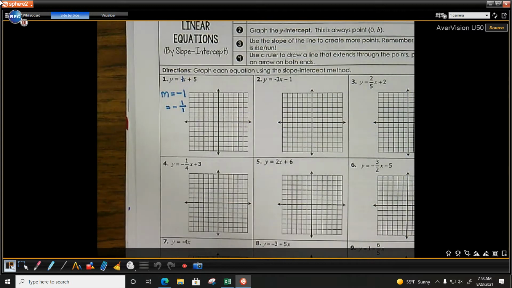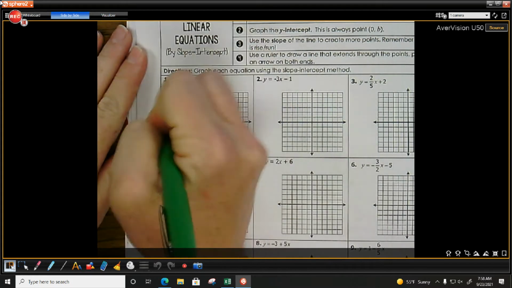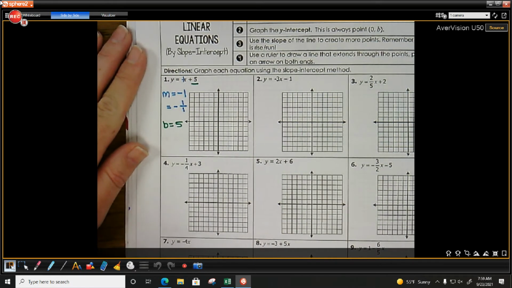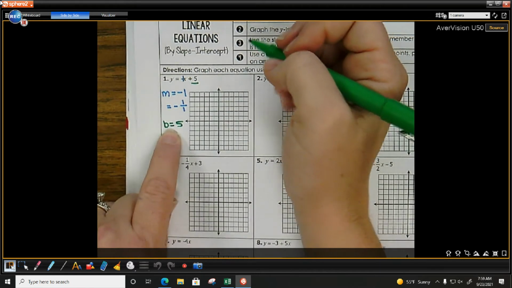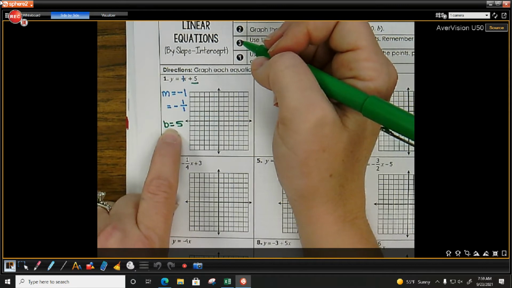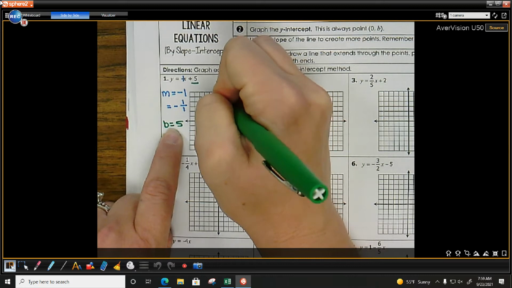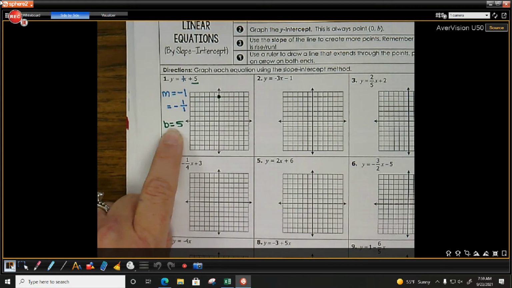Okay, what is my b value? 5. We always begin with b. What letter does the word begin with? B. So we always begin with your b. That is a y-intercept, so I'm going to go along which axis? The y-axis, and put a dot at 5. You have to always begin on the y-axis, with your b, which is your y-intercept.